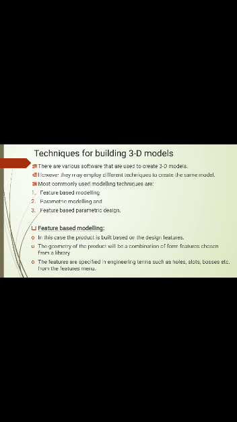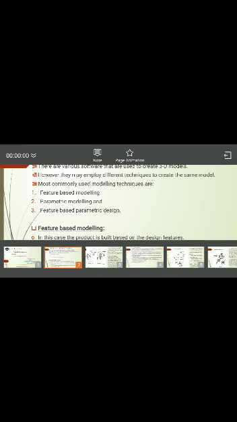In feature based modeling, the product is built based on the design features. The design aspects of any product are very important. When we say design, the geometry of a product also comes into the picture. The geometry of a product will be a combination of form features chosen from a library. So we are defining the different geometrical features. For example, if a part contains holes, rods or bosses etc., that will be defined in this case.